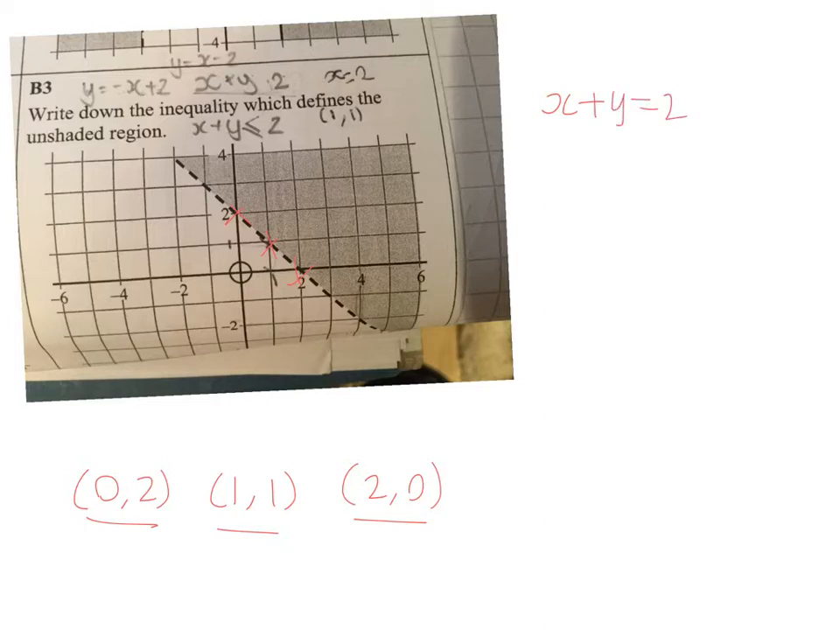How do I know which way round it is? What I need to do is pick a point on the line, and I want the unshaded region, so I'm going to pick a point that's on the unshaded side, and I might as well pick 0, 0 because that's really easy to do. So if x is 0 and y is 0, is that bigger than or less than 2? Well, clearly that's less than 2. So it must mean that my inequality is x plus y is less than 2. And it should be less than and not equal to because it's a dotted line.